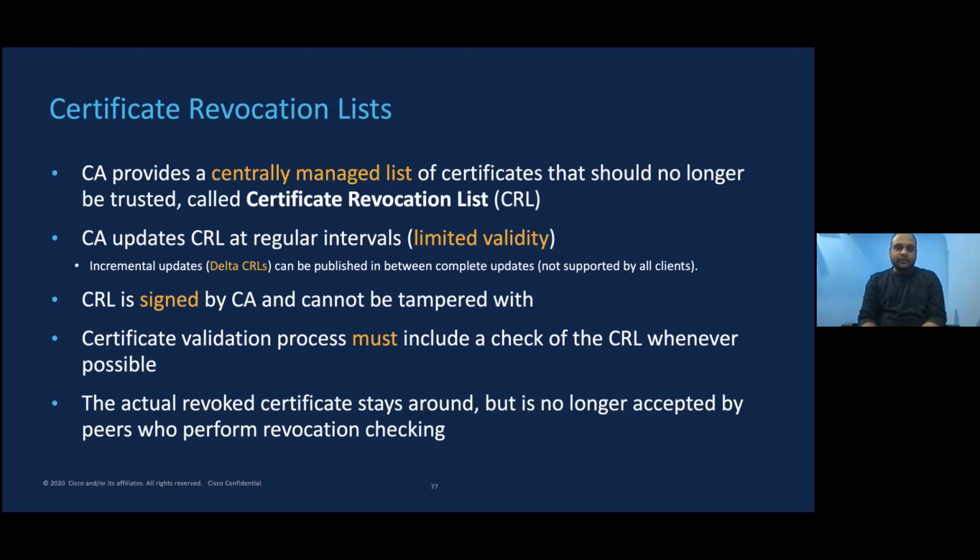Similarly, in case of PKI, the certificate authorities maintain a centralized list, also called the certificate revocation list, which contains information like the serial number, when the certificate was revoked, and the reason behind revoking that certificate. It may be that the system was compromised, or the system was thrown away but not completely flashed. So I should revoke my certificate and get a new certificate.